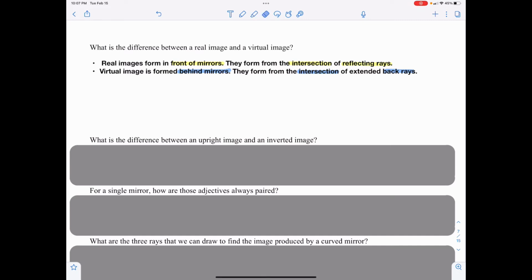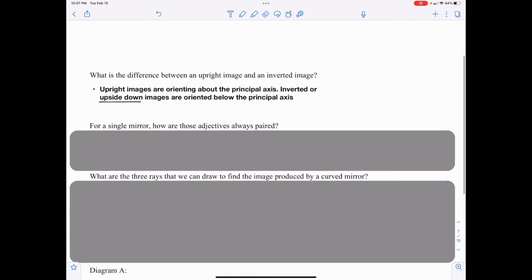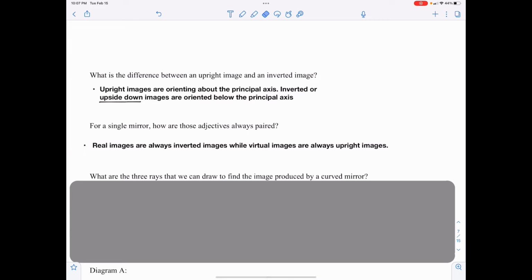What is the difference between an upright image and an inverted one? Well, upright images are oriented above the principal axis, meaning straight up. Inverted images are essentially upside down images and are oriented below the principal axis. For a single mirror, how are those adjectives always paired? Well, real images will always be inverted. Virtual images are always upright.